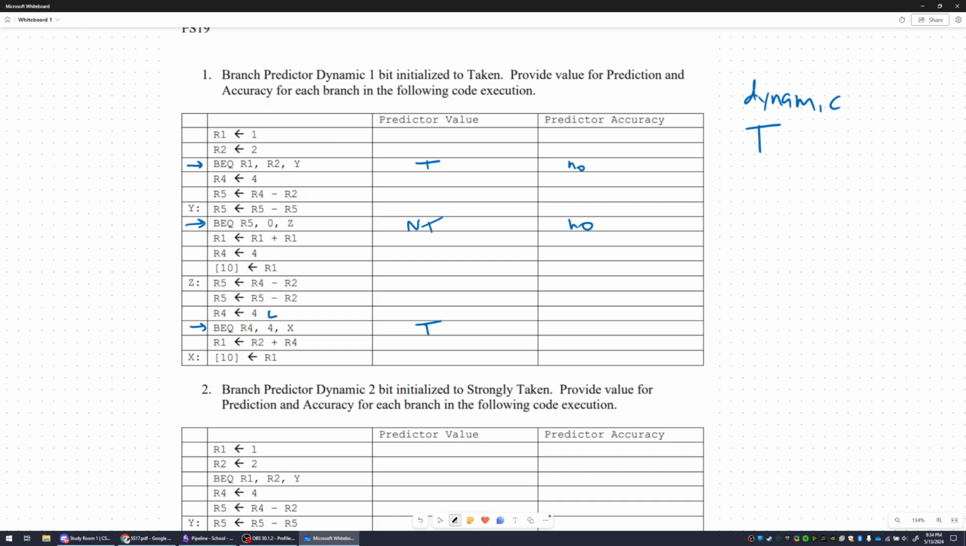R4 gets a 4, so 4 is equal to 4. So yes. And then this jumps to this. So that's it. Okay, and then what? Do we just write an actual thing or no? Like 1 out of 3 accuracy or something like that?